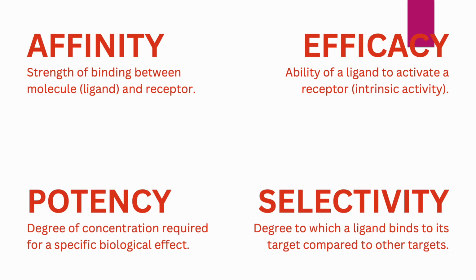These are some of the terms that are used to describe this process. Affinity would be the strength of binding between a molecule or ligand and a receptor. Efficacy would be the ability of a ligand to activate a receptor, or the intrinsic activity. Potency would be the degree of concentration required for a specific biological effect. And selectivity would be the degree to which a ligand binds to its target compared to other targets.